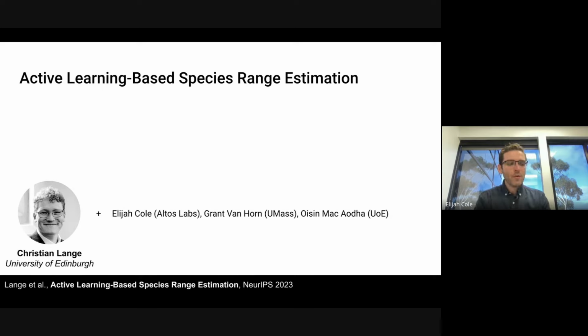Cool. I'm going to talk about a couple extensions of this line of work that we're very excited about. The first one is an active learning-based approach to species range estimation. This is led by Chris Lang, who's one of Oisin McKay's PhD students at the University of Edinburgh.